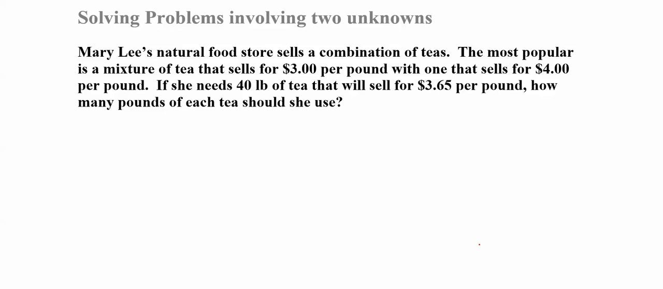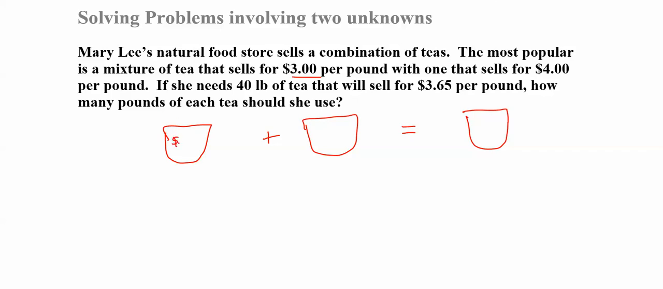Okay, so I have a mixture of two different types of tea, and the way that they are giving us the differences here is that we have one that's $3 per pound, so that can be X. We have another that is $4 a pound, that can be Y pounds, and we need 40 total pounds, and we want to sell that for $3.65 a pound.